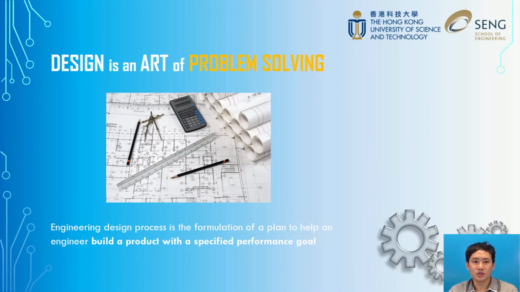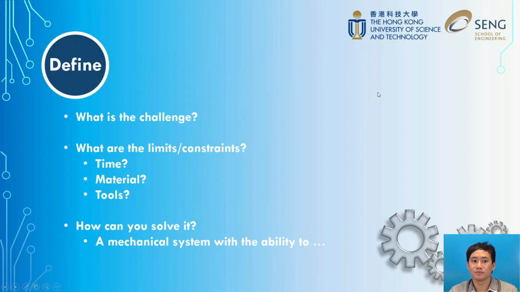As I mentioned, design is an art of problem solving, and you need to clearly define what is the problem that you are going to solve. So in the define stage, you need to know what is the challenge. What is the purpose of having the airship? Do you want to go for speed? Or do you want to go for control? Is there any limitation or constraint in the project?